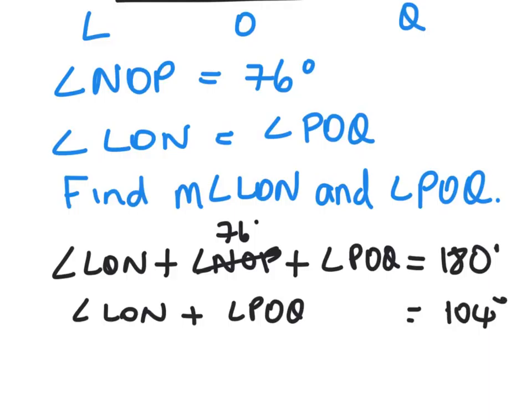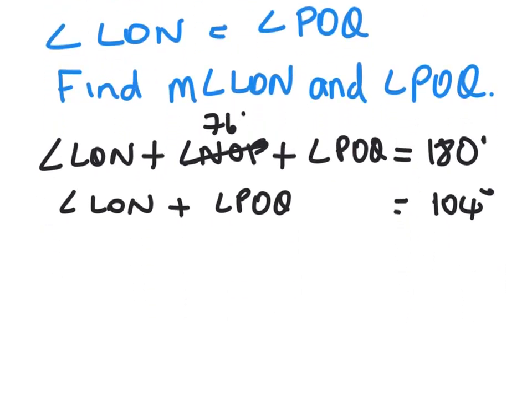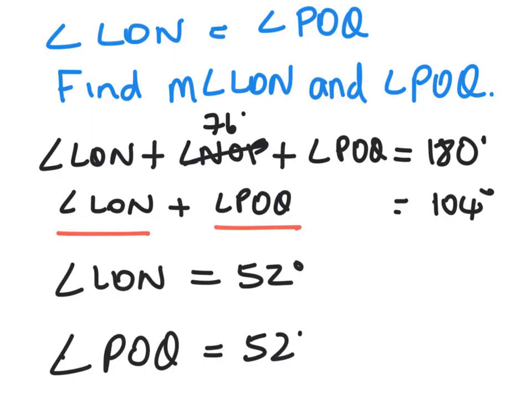Now, if you look back at the question, it tells you that this LON and POQ are the same. And they add up to 104. So that means it's 104 divided by 2, which is 52. So LON is equal to 52 degrees and POQ is equal to 52 degrees. We're finished. Pretty straightforward, I think.